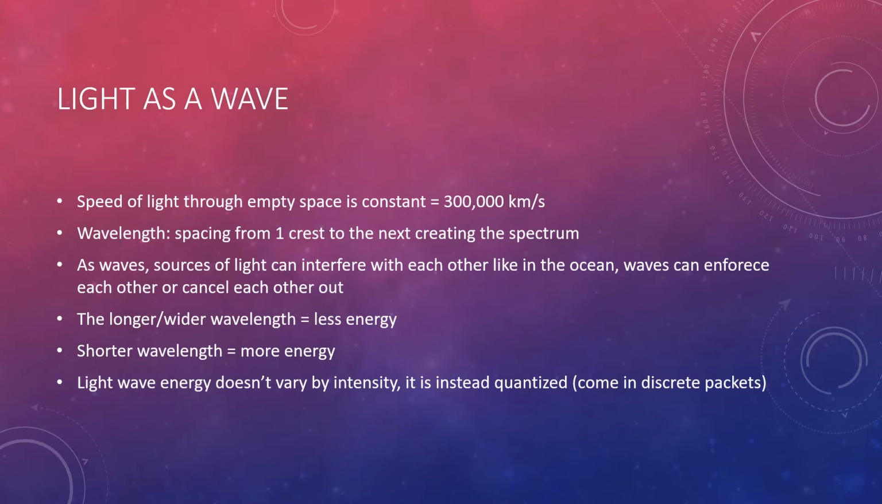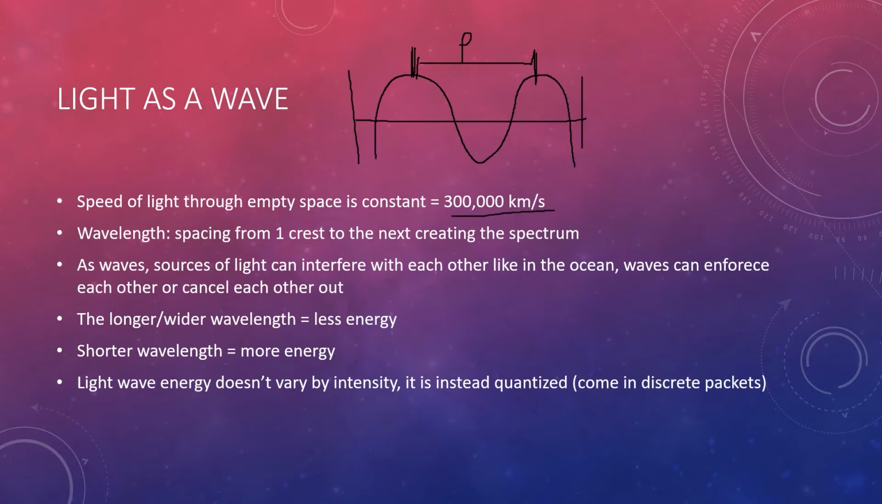The wavelength has a spacing from one crest to the next crest, which creates the spectrum. So wavelength has to do with the distance between our two crests, and this leads to our spectrum. Light speed is the speed of propagation, the speed of light through empty space. This is very constant. You need to remember that it is a constant.